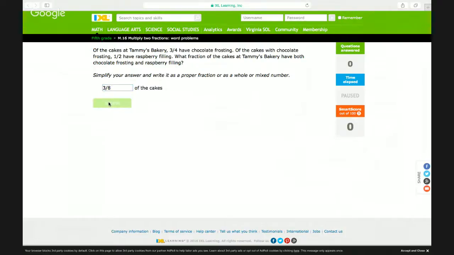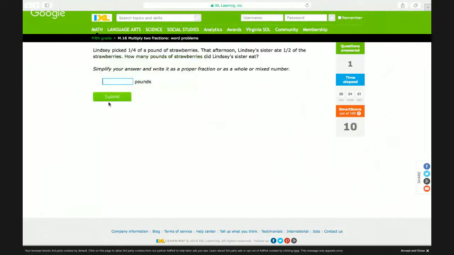Okay. This one says Lindsay picked 1/4 of a pound of strawberries. That afternoon, Lindsay's sister ate a half of the strawberries. 1/2 of the strawberries. How many pounds of strawberries did Lindsay's sister eat? So 1/4 times 1/2 would be 1/8.